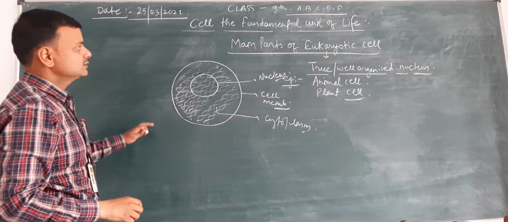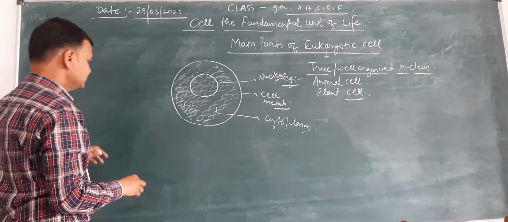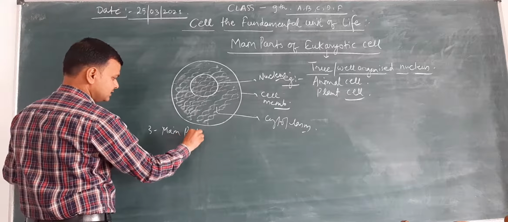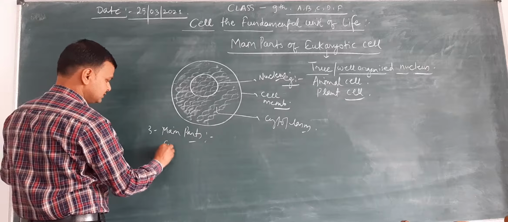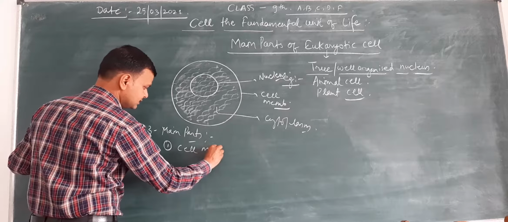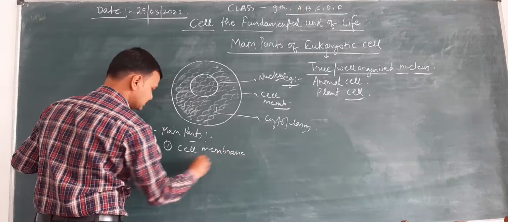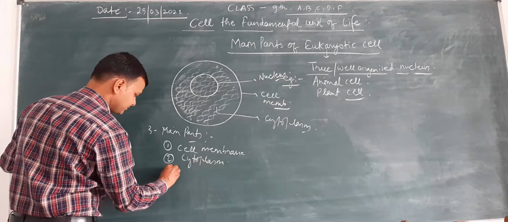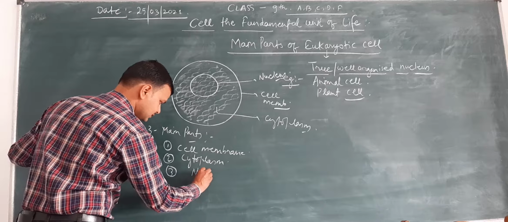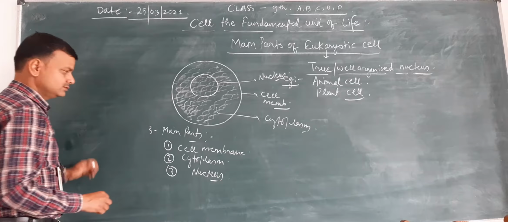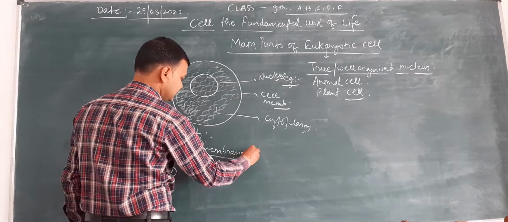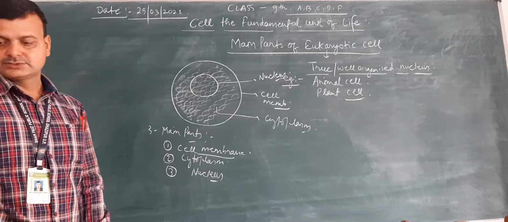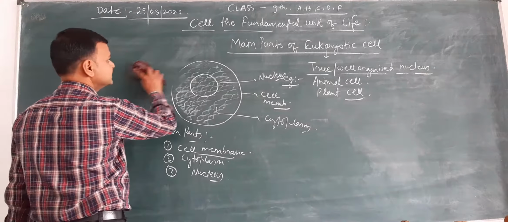In this topic, we are going to see the basic parts of a eukaryotic cell. So there are three main parts. The names of the parts are: one is the cell membrane, which you can see in the diagram itself. The next one is the cytoplasm, which is again mentioned in the diagram. And the third one is the nucleus. In this topic, we are going to study the cell membrane only. In the coming lectures, we will be discussing the cytoplasm and nucleus. So the new topic is cell membrane.